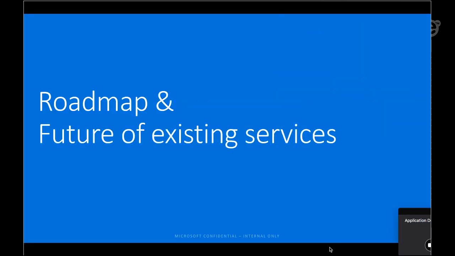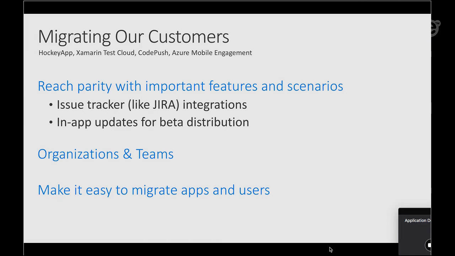Talk a little bit about our roadmap, right? Because there's a lot to come out in the next 3 to 6 months. All right, well, let's start with the obvious. Between HockeyApp, Azure Mobile Engagement, CodePush, and all of the legacy services like Xamarin Test Cloud that we are bringing over, there are quite literally hundreds of thousands of developers who are already enjoying and loving our legacy services today.